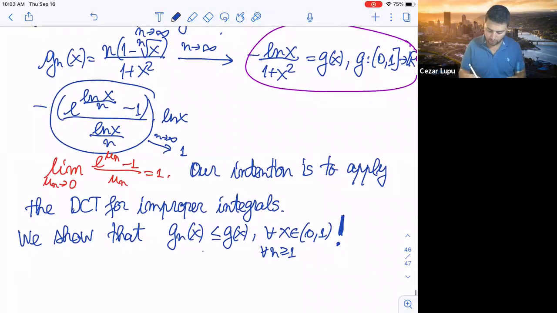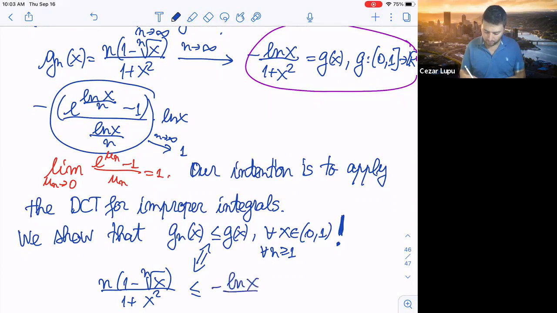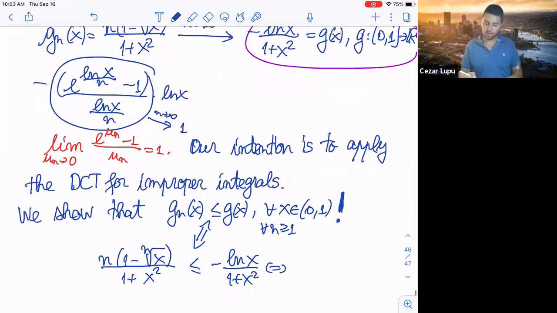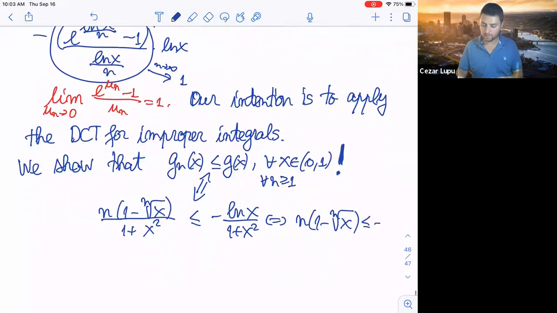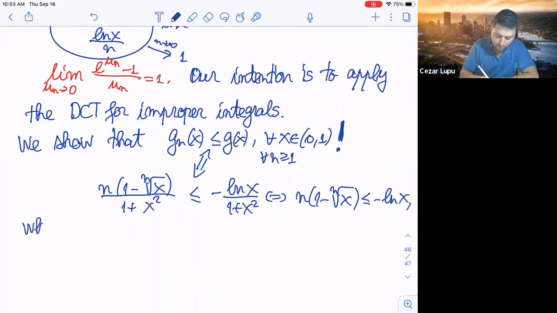So let's do it. What do we need to show? This will be equivalent with showing that n times (1 minus the n-th root of x) over 1 plus x squared is less or equal than negative ln of x over 1 plus x squared. Or equivalently, we have to show that n times (1 minus the n-th root of x) is less or equal than negative ln of x. And if we do all these computations, at some point, anyway, I'll leave this to you, which is easy to prove.